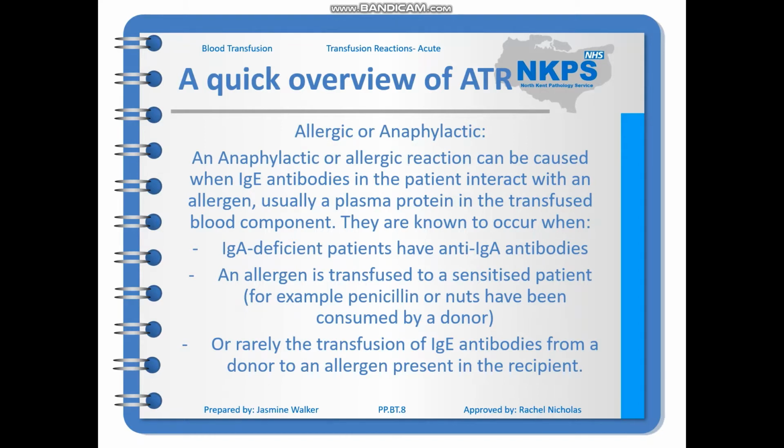Some examples of when this would occur is if you've got a patient who's deficient in IgA and end up with anti-IgA antibodies in their blood. Or an allergen is transfused to a sensitive patient. So what you could have is a donor, before they go and give blood, will have been given some penicillin or nuts, for example, and then a patient who is allergic to penicillin or nuts is then given that unit, and there are trace amounts of that in the blood component, and therefore you end up with a reaction.